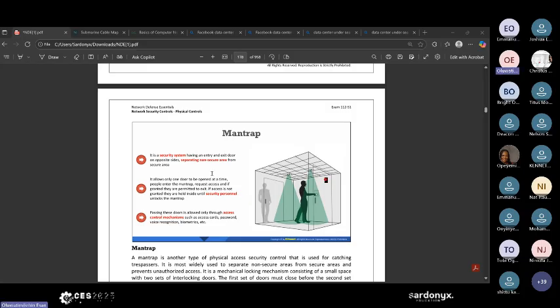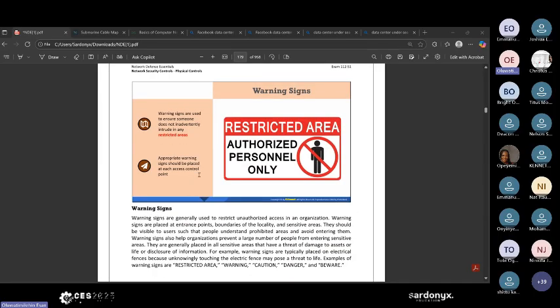So you have an entry and an exit door at opposite sides, so they can see everybody. Before you enter that building, you must go through that man trap. An example is First Bank. Most of you have seen this in major First Bank buildings. It's First Bank that actually implements this man trap a lot. They also have warning signs. You can see: restricted area, authorized personnel only.